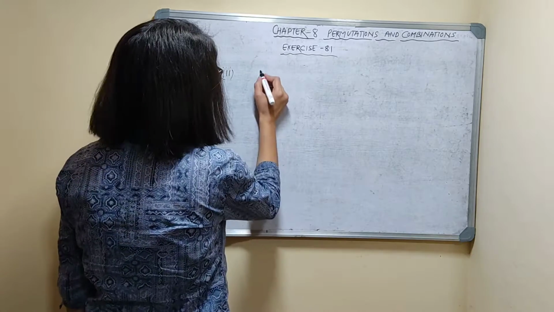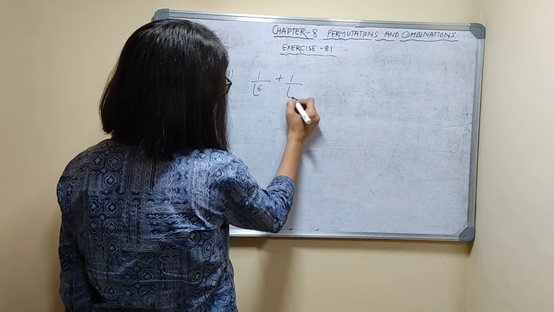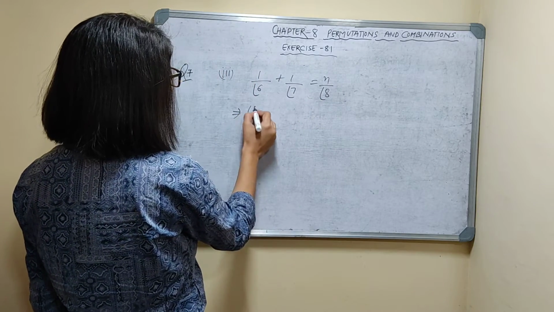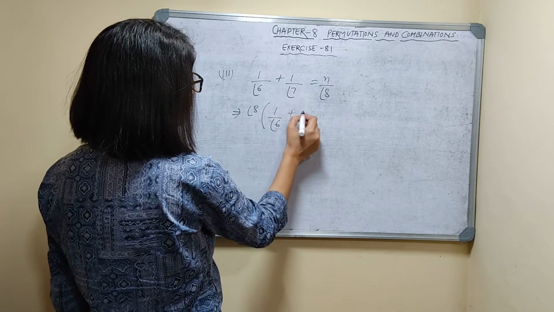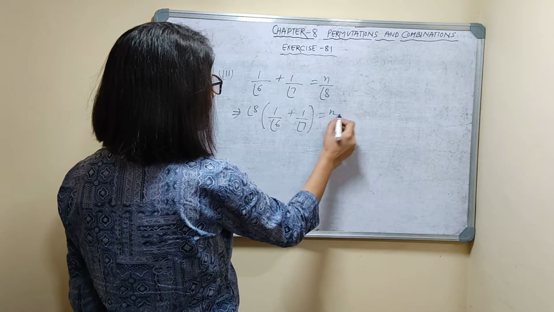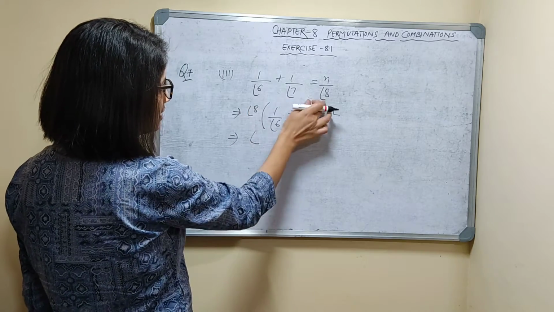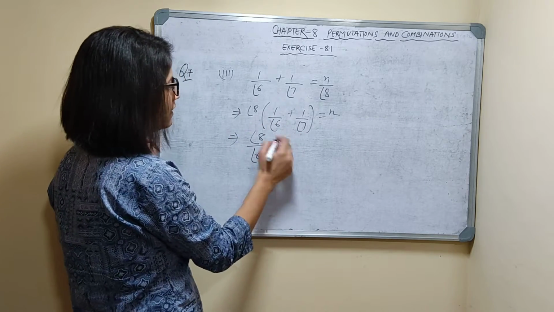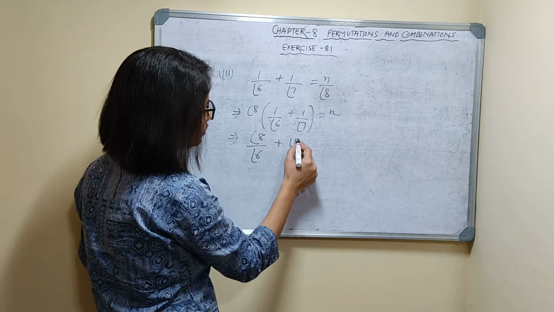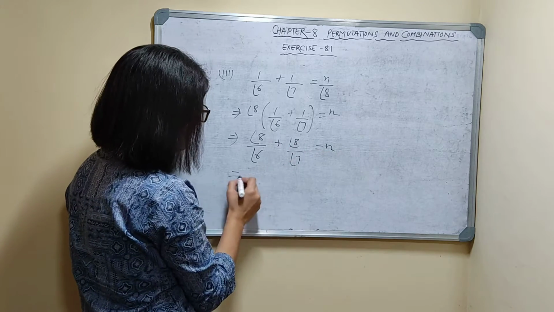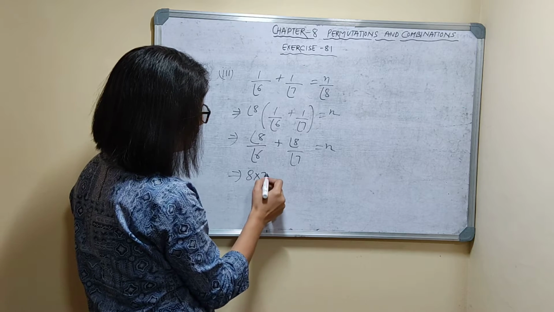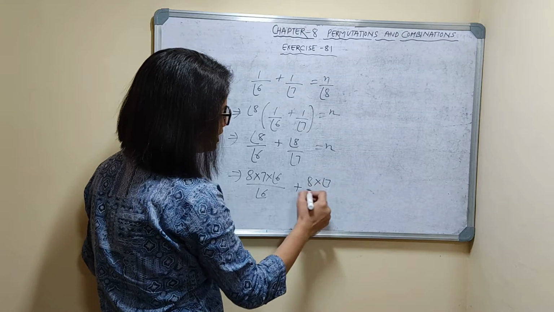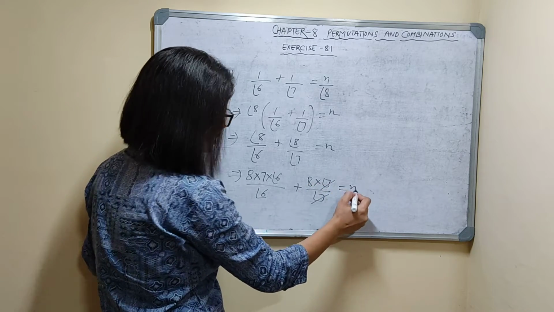Part third is 1 upon factorial 6 plus 1 upon factorial 7 is equal to n upon factorial 8. So I can write factorial 8 into (1 upon factorial 6 plus 1 upon factorial 7) is equal to n. Cross multiplied factorial 8 here. So factorial 8 upon factorial 6 plus factorial 8 into 1 by factorial 7, that is factorial 8 by factorial 7, is equal to n. Factorial 8 upon factorial 6, so I can write 8 into 7 into factorial 6 upon factorial 6 plus 8 into factorial 7 upon factorial 7. 7 cancels, 6 cancels.